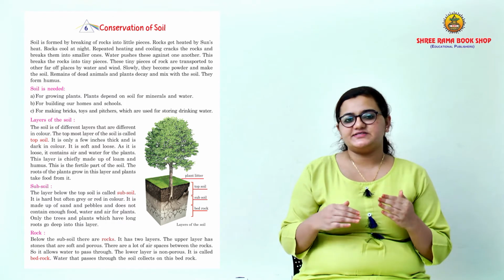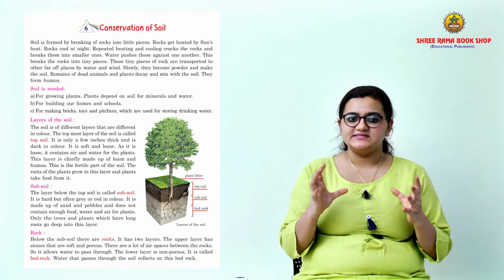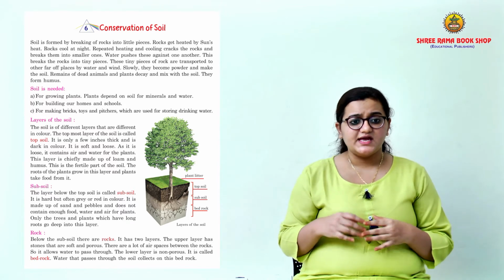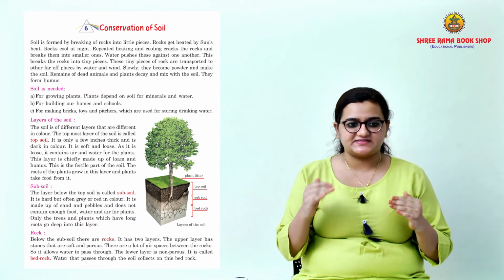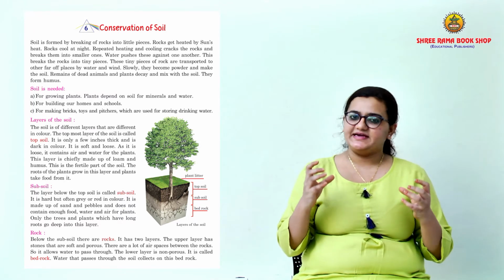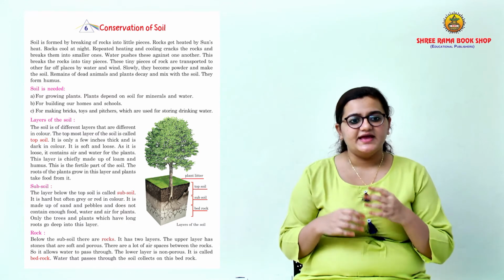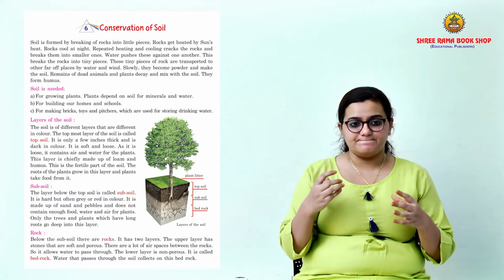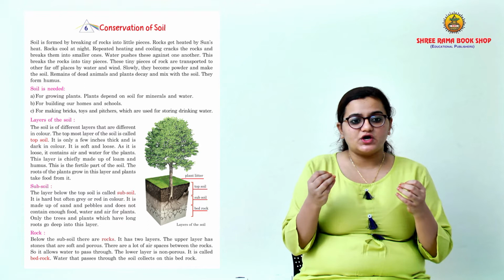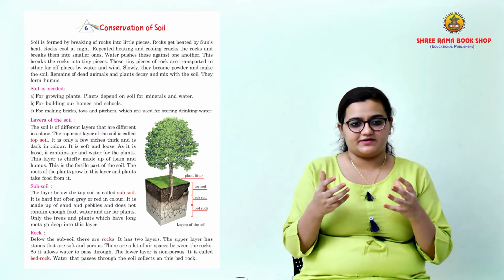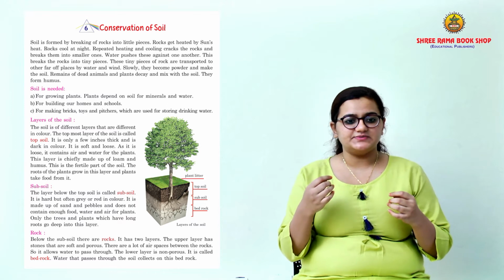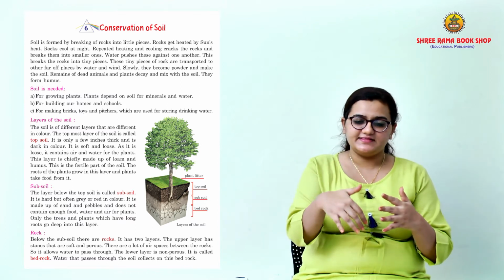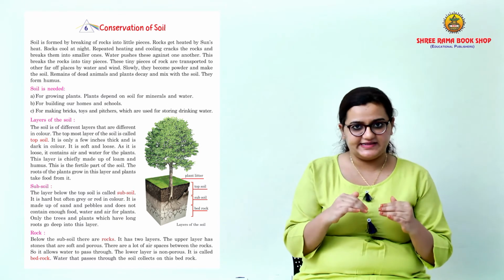Now let us see the next layer called the subsoil. This layer below the topsoil is called the subsoil. It is hard but grey or red in color. It is made up of sand and pebbles and it does not contain enough food, water and air for the plants. So only the trees and plants which have long roots get deep into this layer.